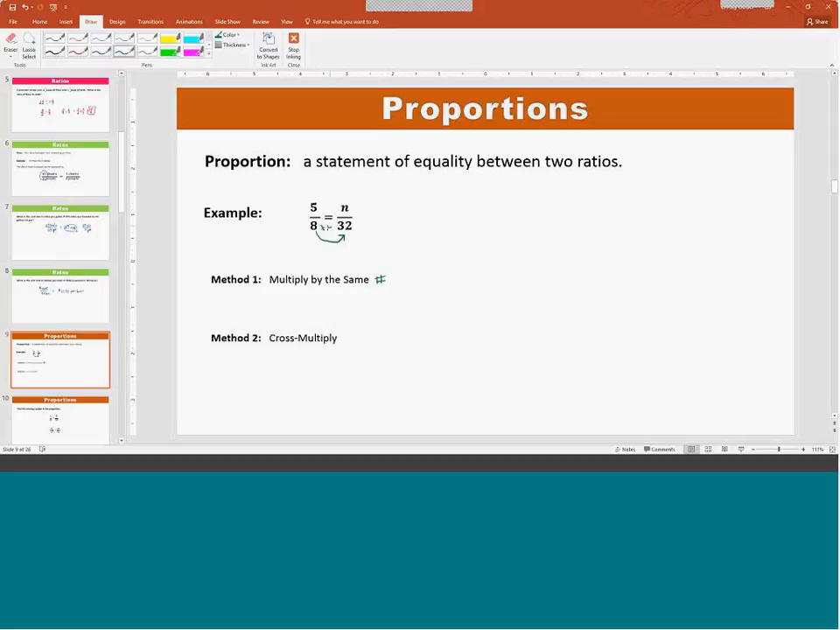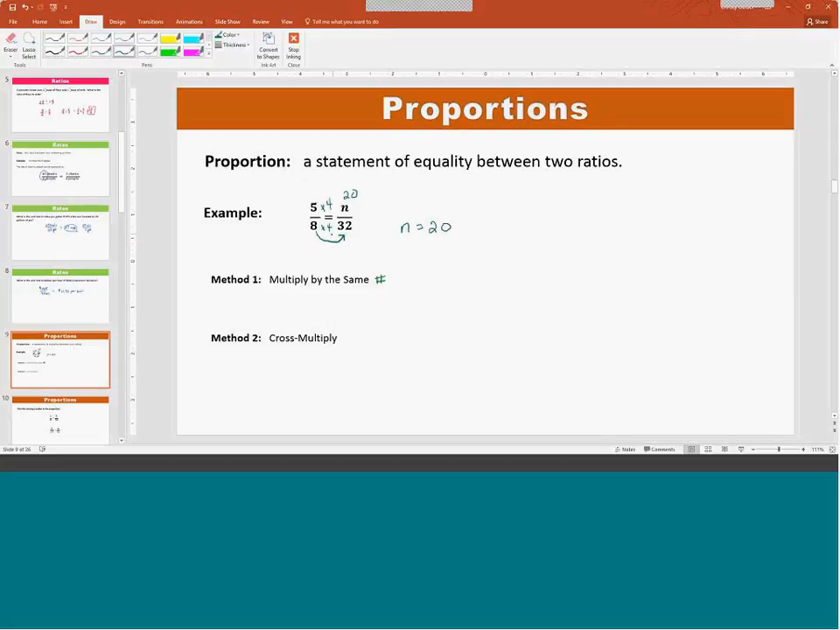We multiply by 4. And remember, what you do in the denominator, you also have to do in the numerator. So I know that if I multiply 8 by 4 to get 32, I have to multiply 5 by 4, and that will give me 20. So that means that the missing number n is 20. Method number 1: figure out what the multiplier is, multiply the other value by that, and solve for your missing number.